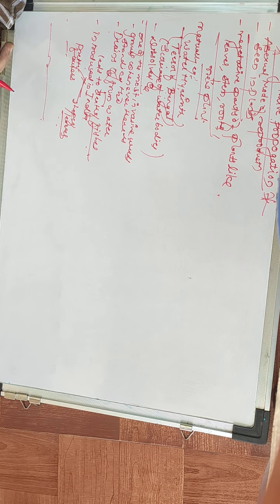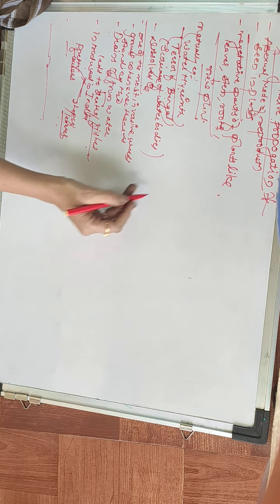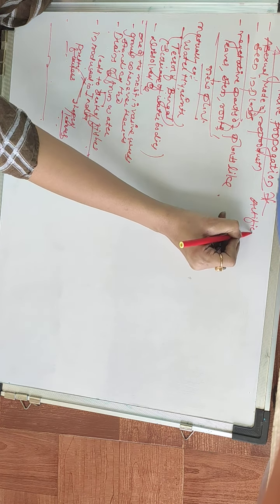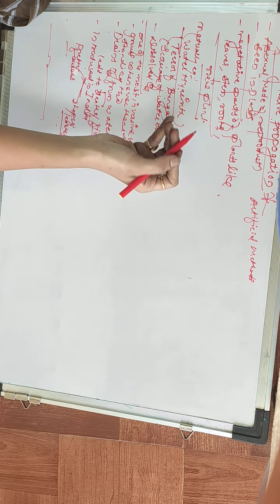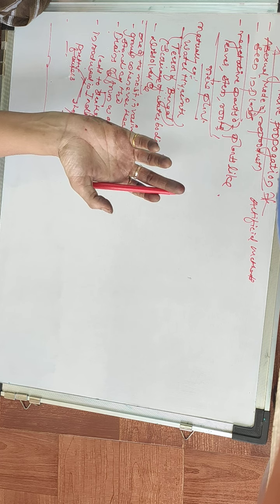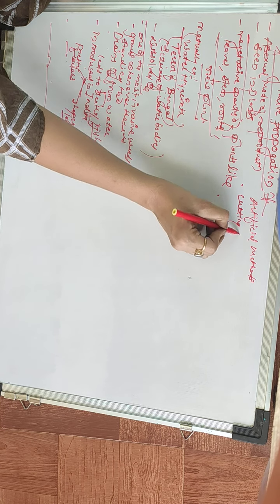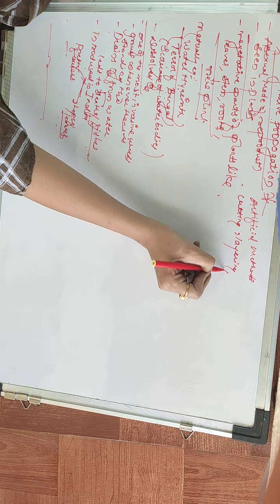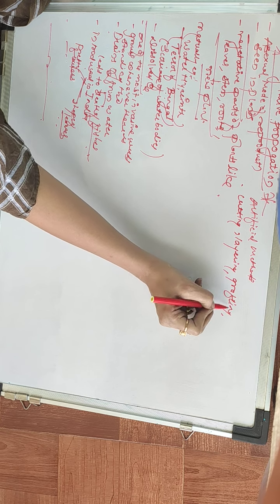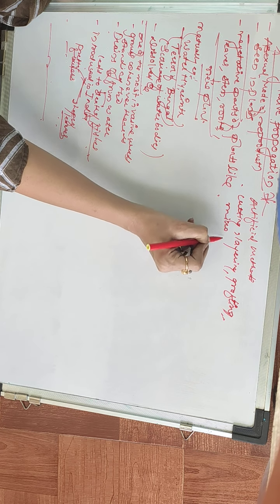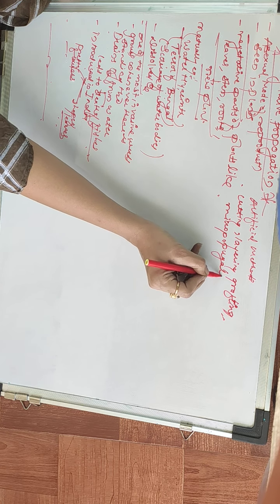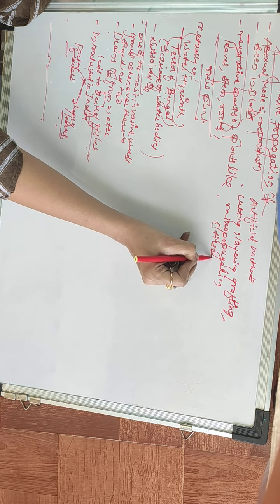Next, apart from that, there are some other artificial methods of vegetative propagation that are also developed by farmers, like cutting, layering, grafting, and along with that, micropropagation, that is nothing but tissue culture.